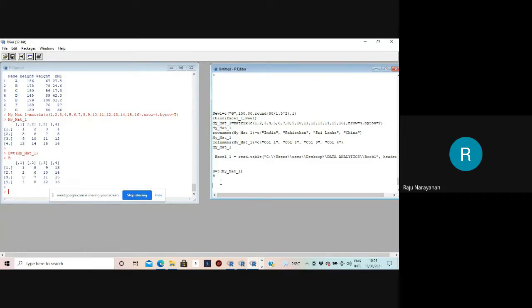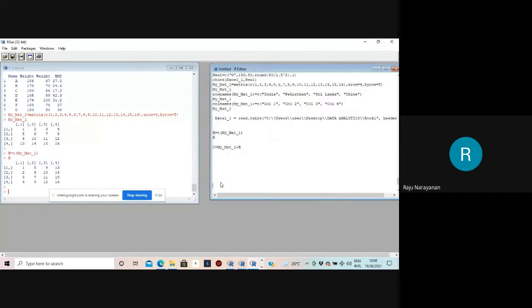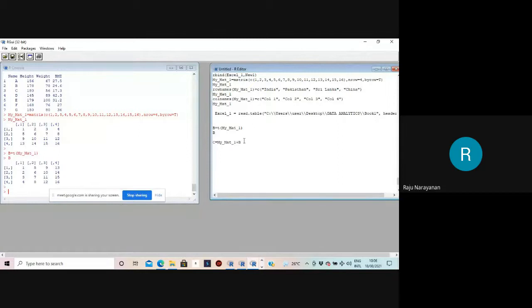Now, if you want to add these two matrices, let us take C is equal to my mat 1 plus B. That's all. My mat 1 is one matrix, B is another matrix. Very similar to the numerical addition. Now you can see 1 plus 1 is 2, 2 plus 5 is 7, 3 plus 9 is 12, 4 plus 13 is 17, etc. Similarly, subtraction: my mat 1 minus B.